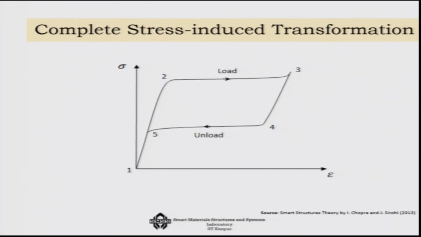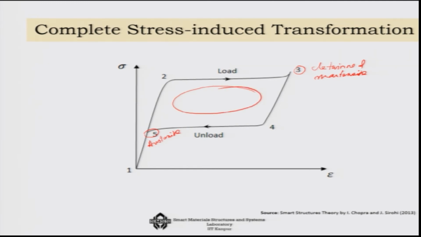You can see that you are at the austenite phase, increasing the stress, and it goes directly to the detwinned martensite phase. So, here the detwinning is complete. There is no change of temperature, remember, and then as I reduce the load, I will come back to the austenite state here, and this process has a full hysteresis that you can see.